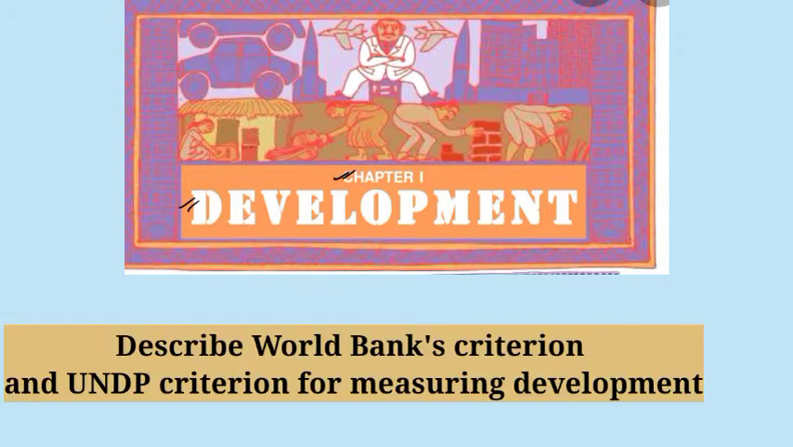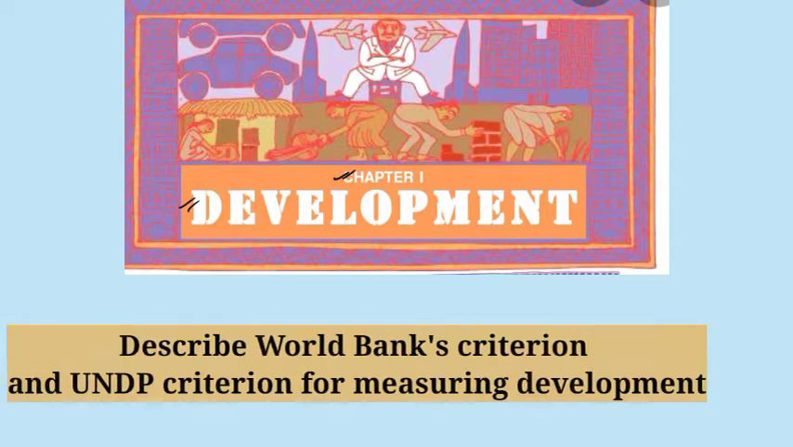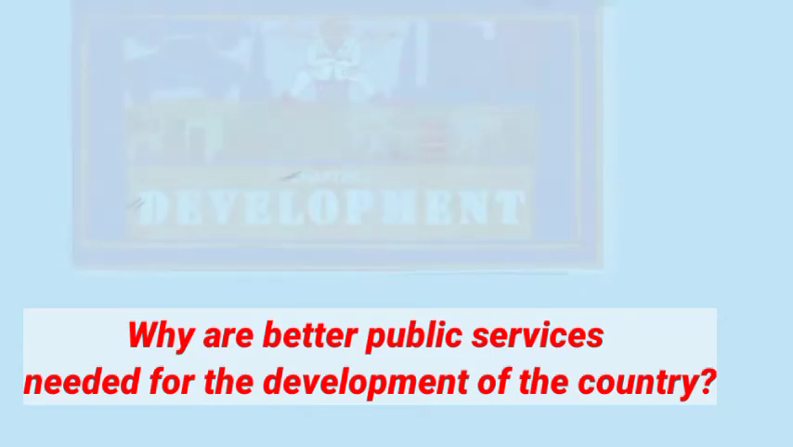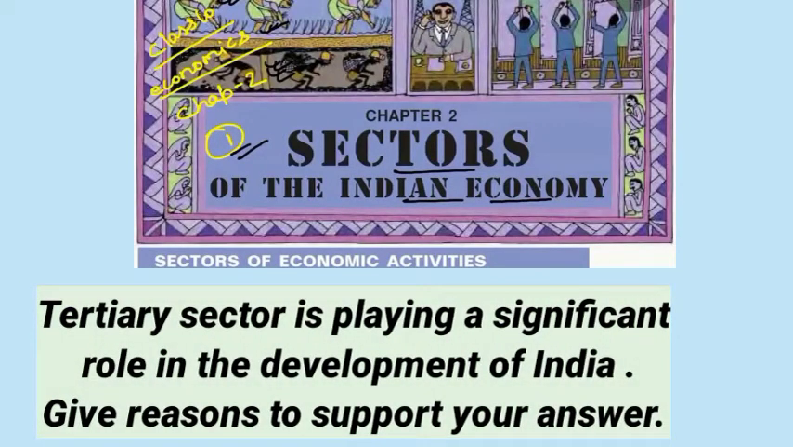First question, describe World Bank's criterion and UNDP criterion for measuring development. Question number 2, why are better public facilities needed for the development of the country? From chapter 2, first question is, tertiary sector is playing a significant role in the development of India. Give reasons to support your answer.